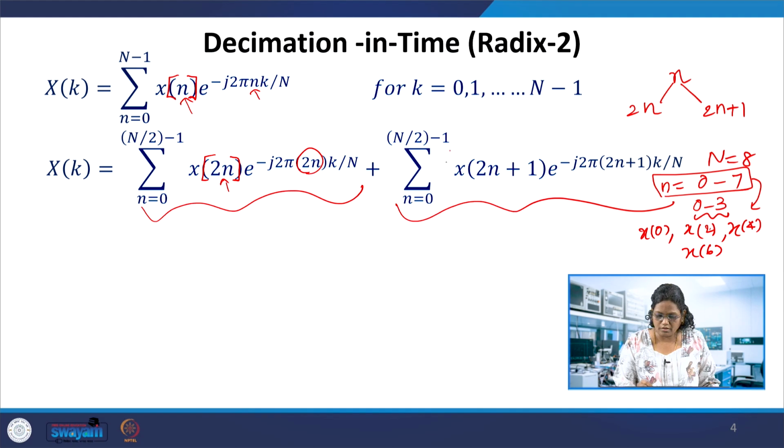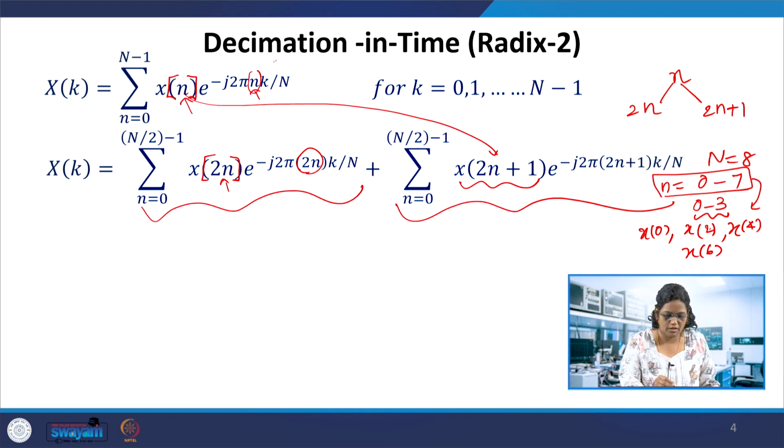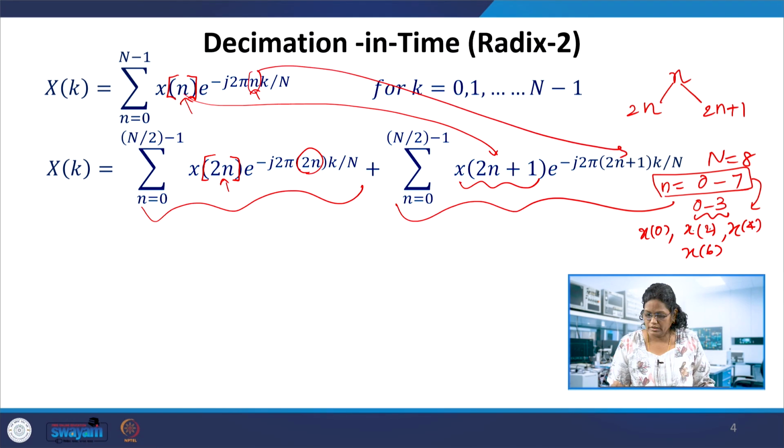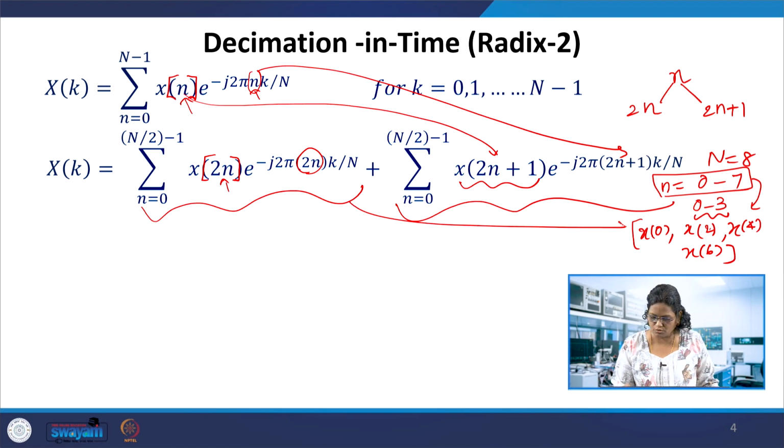And then if you look at this other portion, n equal to 0 to N by 2 minus 1 again, but you can notice that in x of 2n, this n is now replaced with 2n plus 1. So as the next set of samples, if n equal to 0, that is referring to the x of 1 sample, and n equal to 1, 2 plus 1, that is x of 3, and the others refer to x of 5, and then x of 7.